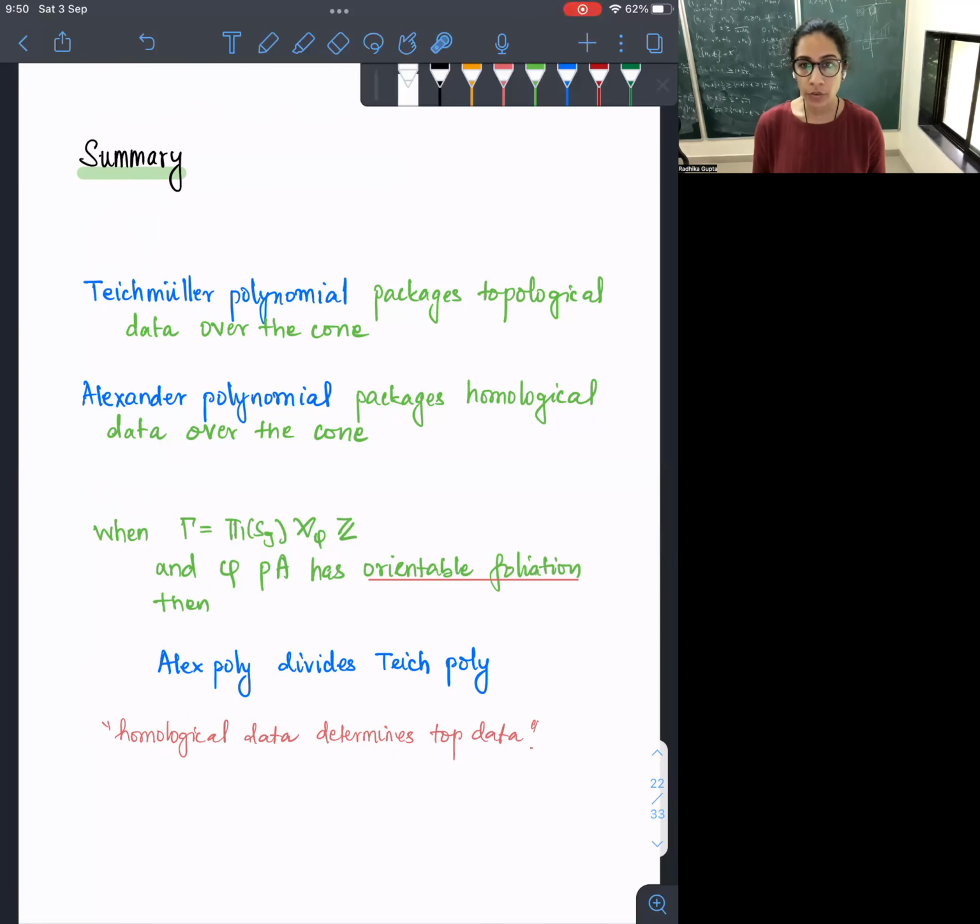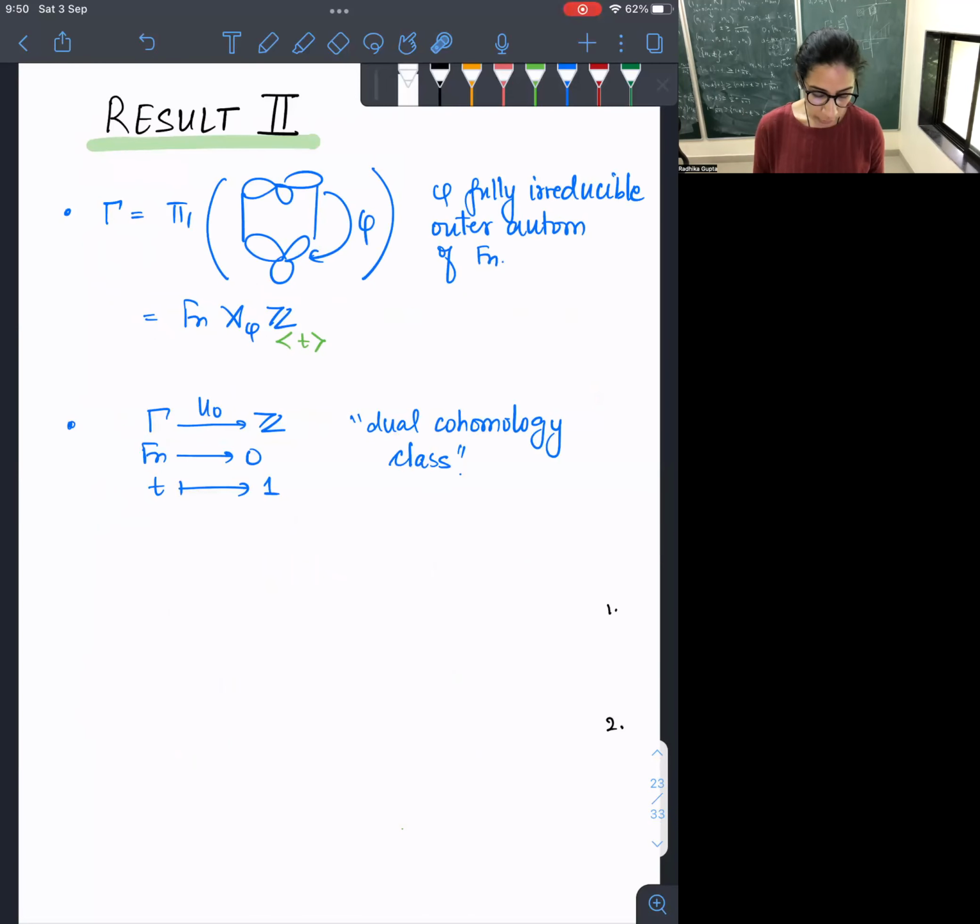So now I want to do similar things for the free group case. For free groups, we construct these free bicyclic groups, similar to these mapping tori. What we do is we start with a graph of rank n, then we cross it with an interval, and then we glue it back to itself using, right now, fully reducible automorphisms of the free group. And the fundamental group of that 2-complex is the free bicyclic group. To this free bicyclic group, I can again associate a dual cohomology class where the free group maps to 0 and the t maps to 1.